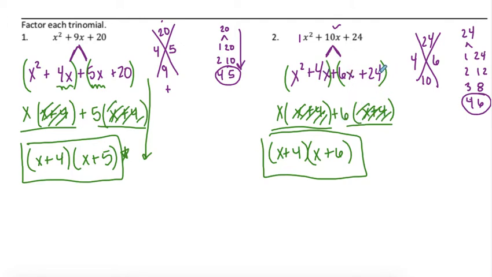6 times 4 is 24. X times x is x squared. X times 6 is our 6x. 4 times x is our 4x. 4 times 6 is 24. We always can check our work going backwards.